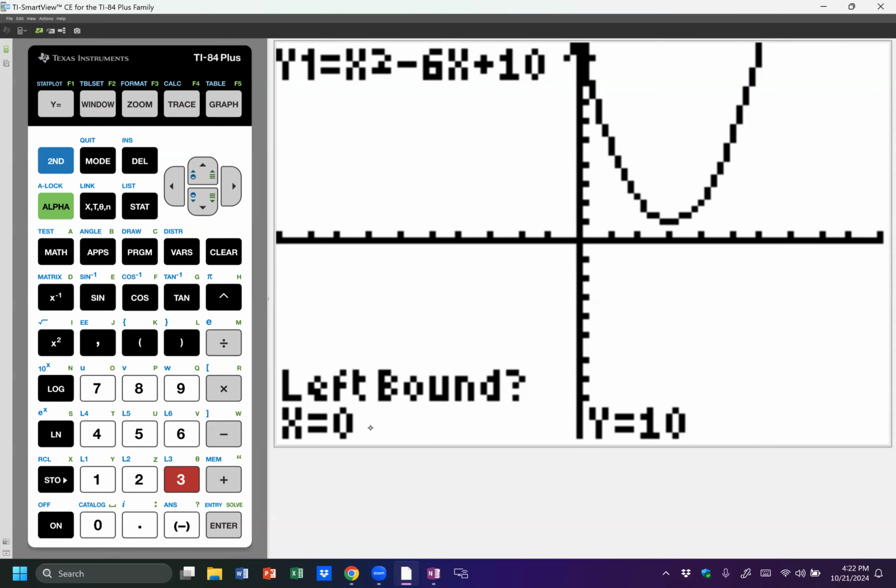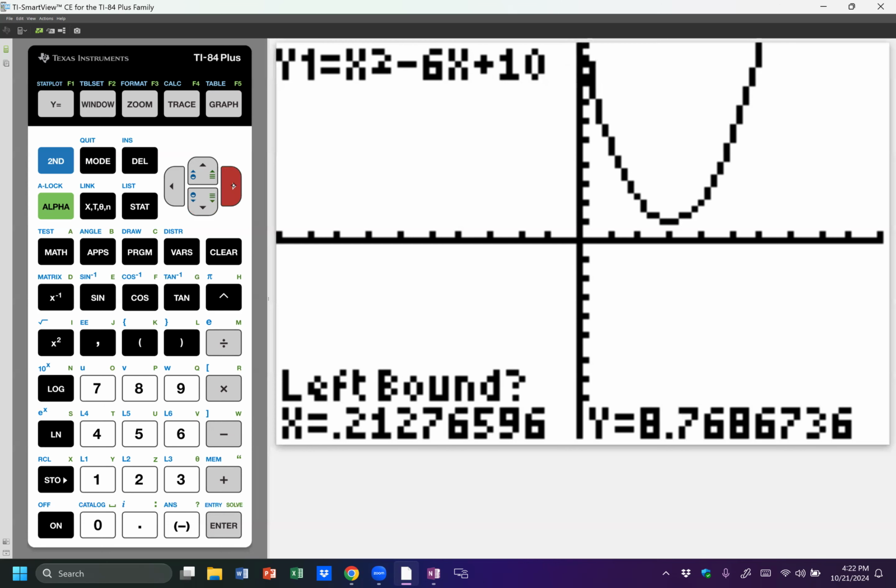So what we're doing here is it's going to say 3 things. It's going to say left bound, then right bound, then guess. So it's going to say left, right, guess. We want the cursor, our blinking dot, to be on the left of our vertex. You can see where the vertex is down here at the very bottom. So we want this blinking cursor to be anywhere on that left side of the graph. It doesn't matter where.